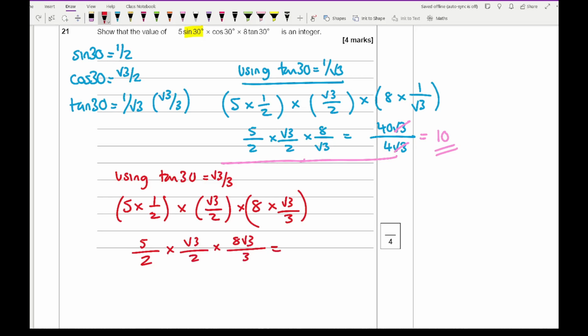5 times 8 is 40. Root 3 times root 3 is root 9. And 2 times 2 is 4, times 3 is 12. Now root 9 is 3. So that then becomes 40 times 3, which is 120. So that then becomes 120 divided by 12, which equals 10. And as you can see, I get the exact same answer.